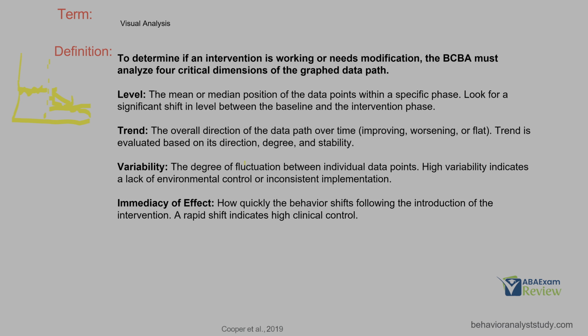so how much the behavior is fluctuating. If I have a behavior that after baseline is all over the place, it's up, down, there's no real trend, and it's extremely variable, we're lacking something. We're lacking control of that behavior. There's something in the environment or something in our intervention where the behavior is just not repeatable, it's not steady, it's not consistent. And then immediacy: how quickly does the behavior change following the introduction?